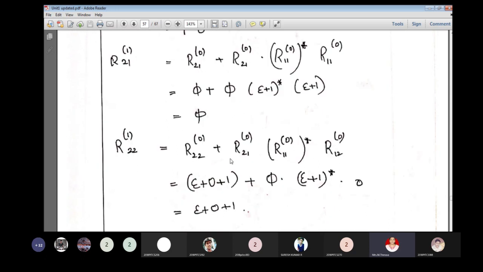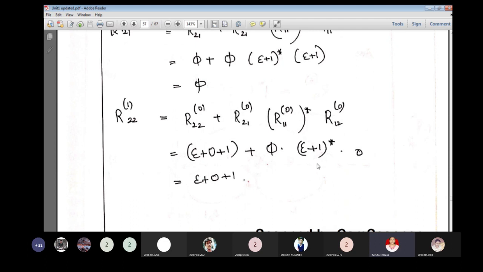So expand the formula and write it like R22 power 0 plus R21 power 0, R11 power 0 the whole star, R21 power 0. Okay, now substitute the values: epsilon plus 0 plus 1, plus pi dot epsilon plus 1 the whole star dot 0. So whenever you concatenate any regular expression with pi, you will be getting pi. But this side with the plus operator you have epsilon plus 0 plus 1.